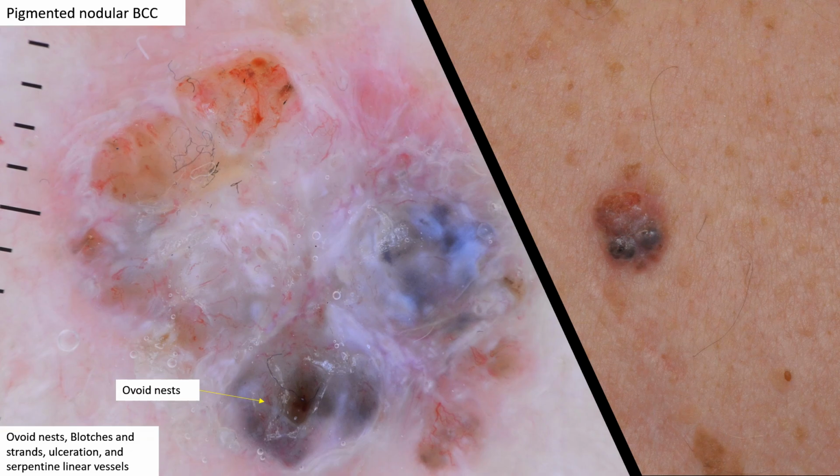In this dome-shaped raised lesion with dark areas of red, an area of ulceration, dermoscopically we have ovoid nests, we have blotches and strands, we have an area of erosion and some serpentine vessels. This is a pigmented nodular basal cell carcinoma.